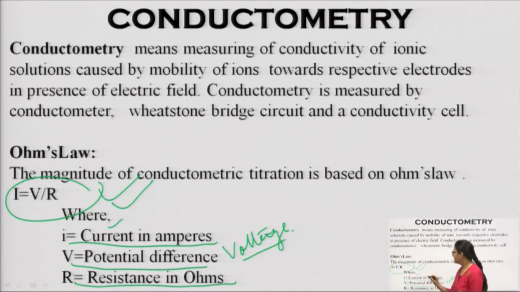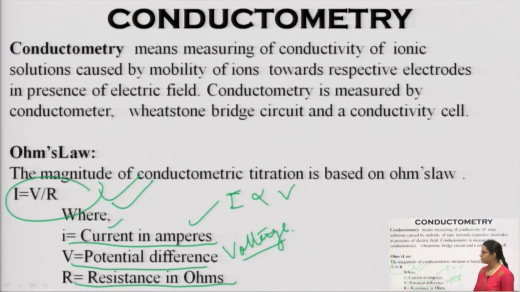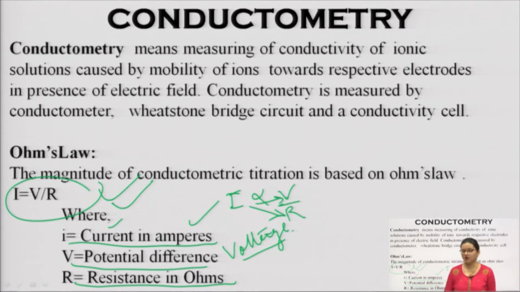Thus, we can say the current in amperes I is directly proportional to the voltage or potential difference being generated. The more the voltage, the more the conductance of ions inside the solution, and the more current is generated in amperes. It is inversely proportional to resistance and directly proportional to voltage or conductance.